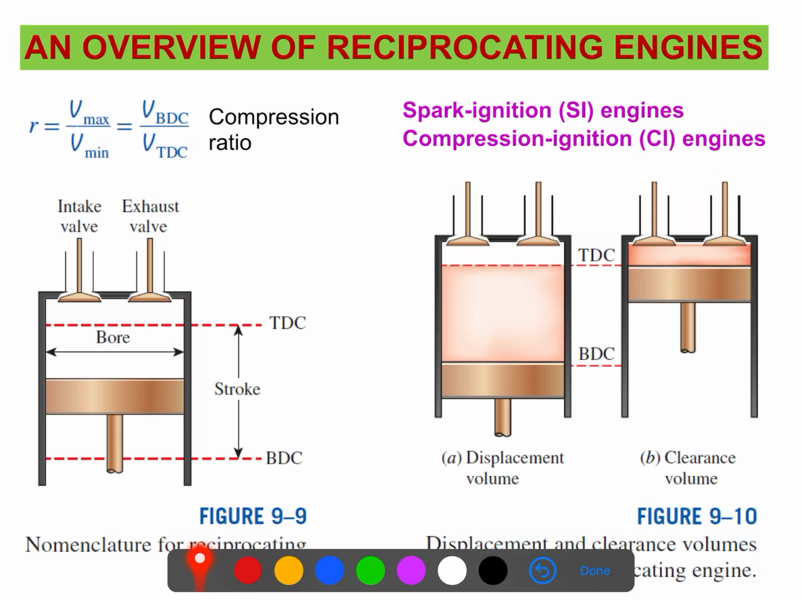We have a piston, we have the cylinder, and we have the valves. Here you will see we have the intake valves and exhaust valves. We'll discuss how it works. This piston usually operates between two points. BDC is the bottom dead center, and TDC is the top dead center. So if I write it down, it is top dead center, and this is bottom dead center.